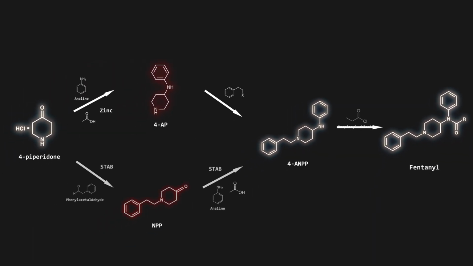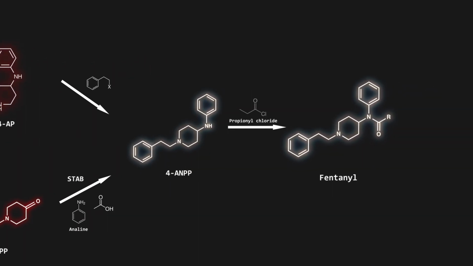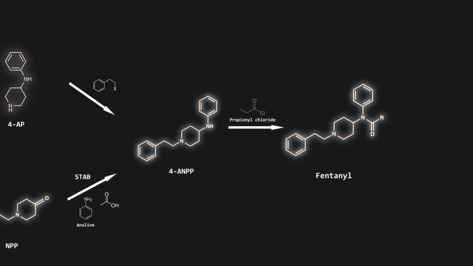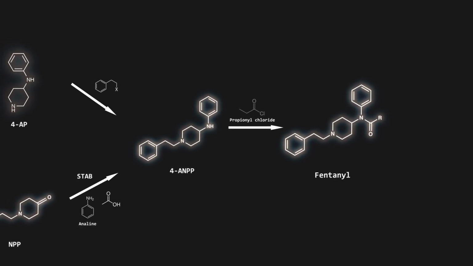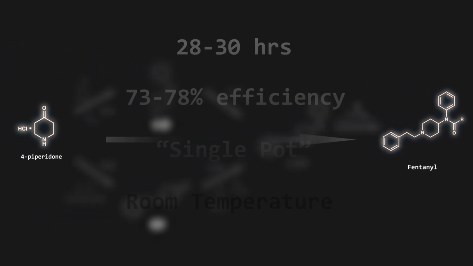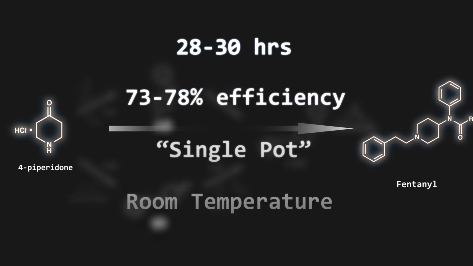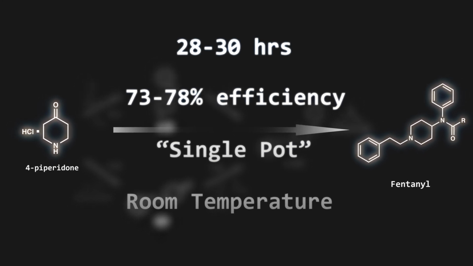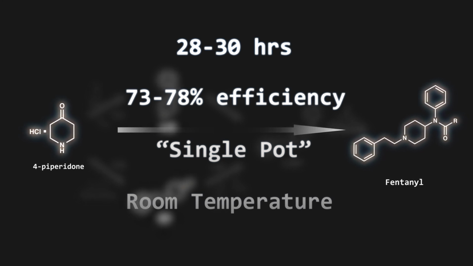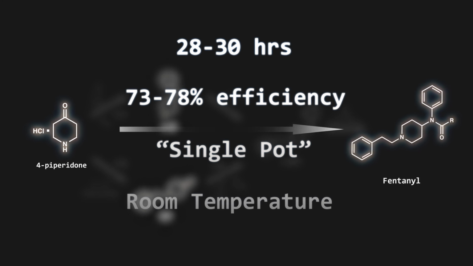In both processes, the final step involves converting the 4-ANPP to fentanyl by reacting it with propionyl chloride in the presence of halogenated hydrocarbons. The fentanyl is then isolated through solvent extraction and purified by crystallization from petroleum ether at a temperature ranging from 60 to 80 degrees Celsius. Overall, in a single pot, the entire process from start to finish typically takes about 28 to 30 hours, with high yields and 73 to 78% efficiency. Each step is streamlined to proceed directly to the next without the need for intermediate purifications, although preferable. Moreover, although there are temperature preferences in each step, room temperature is acceptable, making the whole process even easier.